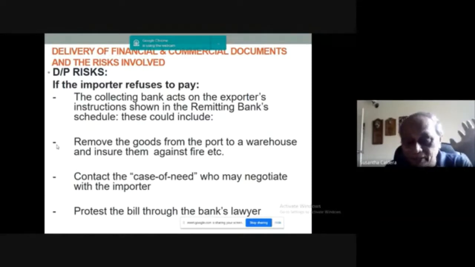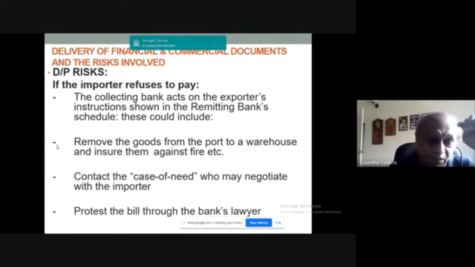Just for the sake of having the case of need, we can inform them. There's a problem like this. But then they will say, it's okay, then release the goods to B, not A. We can't do that. We can't do that, unless we have the written agreement. Okay? Right. Then protest the bill through the bank's lawyer.